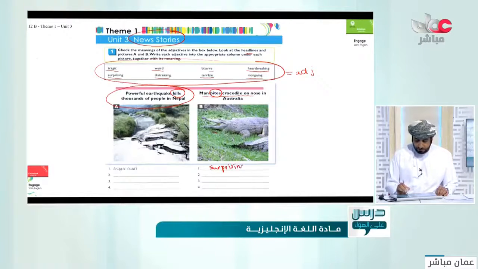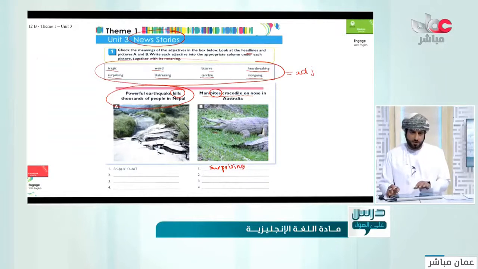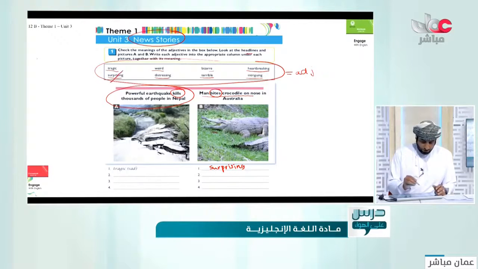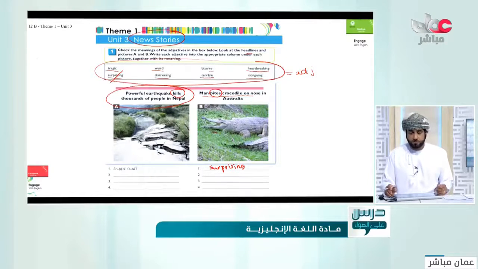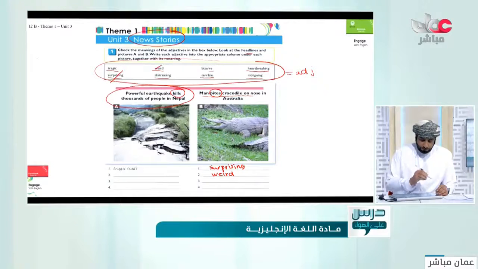Surprising. So one student will say, teacher, why don't we put surprising to headline A, not B? Of course, it can be as well for headline A, but more closer to headline B. This is what we are predicting as well. So surprising, finish. Let's go to weird. Weird, very strange. Earthquake, not strange, but biting someone's nose by a crocodile is weird. So we can say that weird goes under headline B. So we've done with weird.